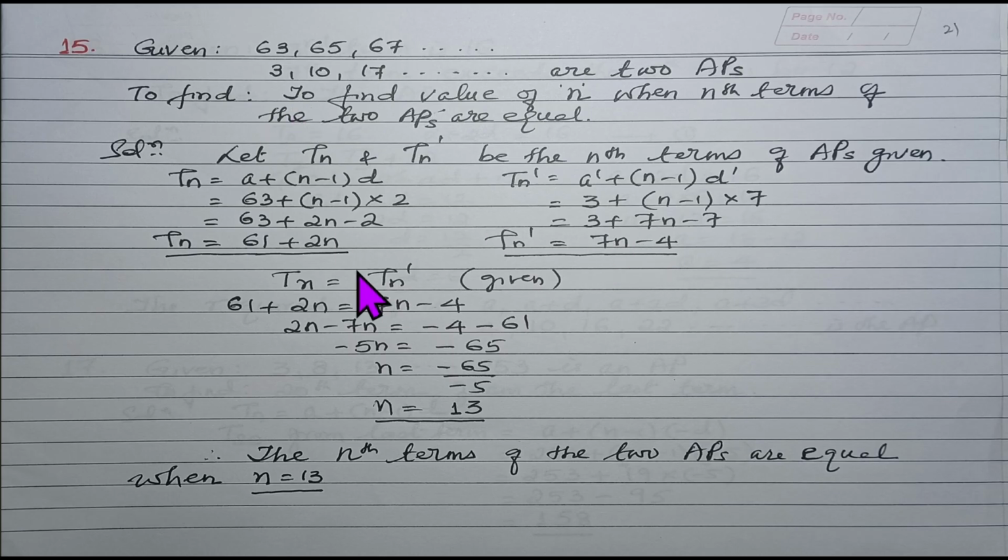Now we have been given that the nth terms are equal, so Tn is equal to Tn dash, that means 61 plus 2n is equal to 7 minus 4n. 2n plus 4n is equal to 7 minus 61, so minus 5n is equal to minus 65, and n is equal to minus 65 divided by minus 5, so n is equal to 13. So the nth terms of the two APs are equal when n is equal to 13. That means if the number of terms is 13 in both the APs, then the nth terms of the two APs are equal. Remember that.